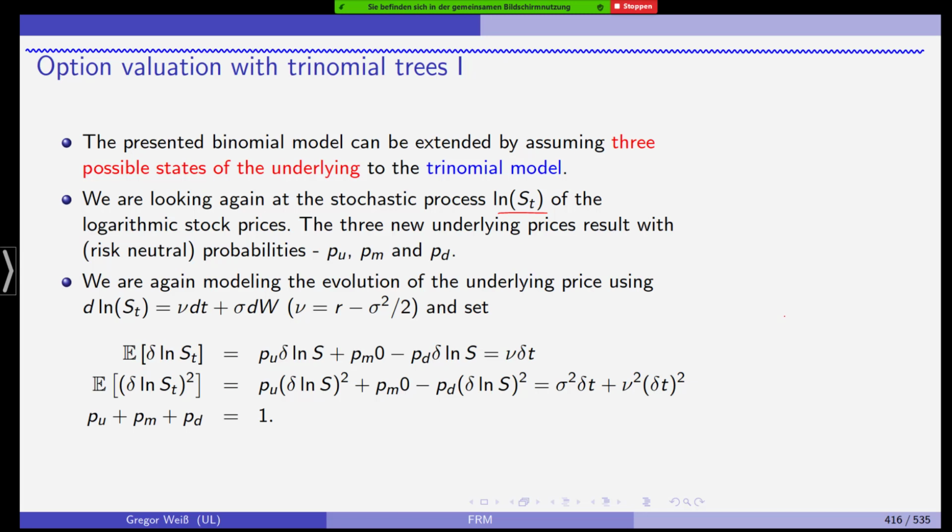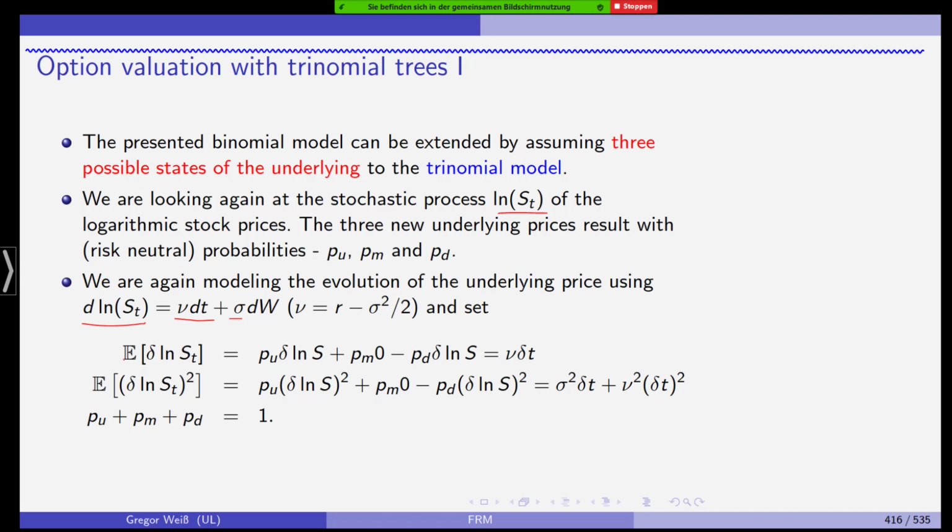The process, which is the difference in the log prices, is again assumed to be a diffusion process with a parameter nu in the drift and a volatility parameter sigma in the diffusion component. We assume that nu is given by r minus sigma squared over 2, and we now have to make assumptions, as we've seen in the binomial model, so that the continuous process and the discrete process are equal when it comes to certain moments, for example the expectation and the volatility.